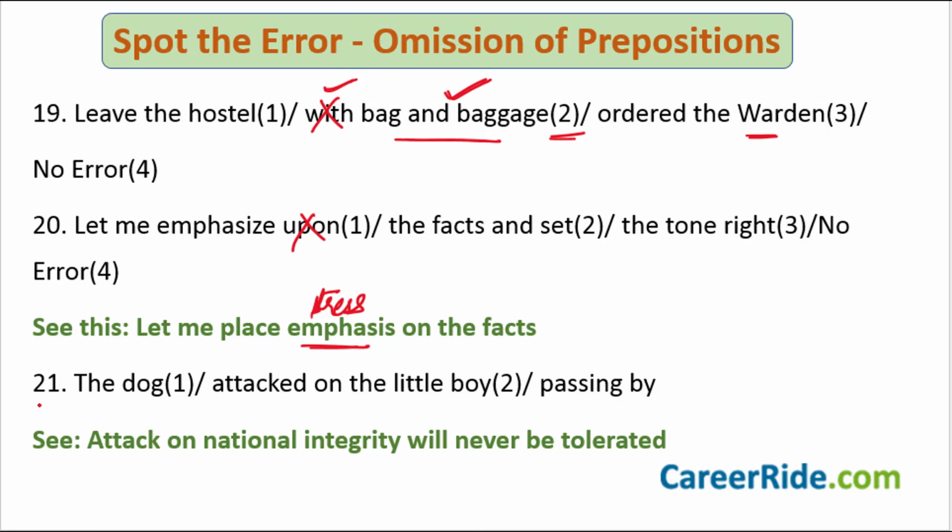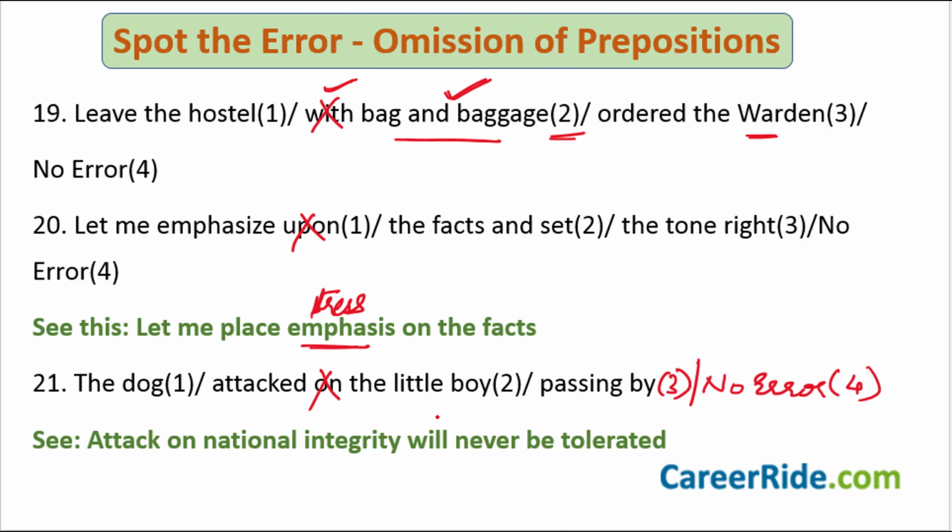Sentence number 21. The dog attacked on the little boy passing by. And do you think there is an error here at all, or is it no error? Let's read the sentence again. The dog attacked on the little boy passing by. If you see the first part, there's no mistake here. Third part, no mistake here. Either it should be no error or there has to be an error in the second part of the sentence. So the error is here in the second part. This "on" should not come here.